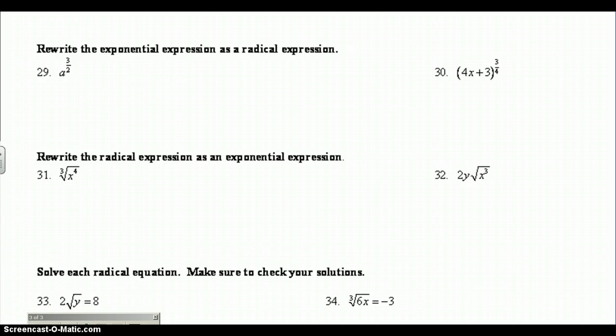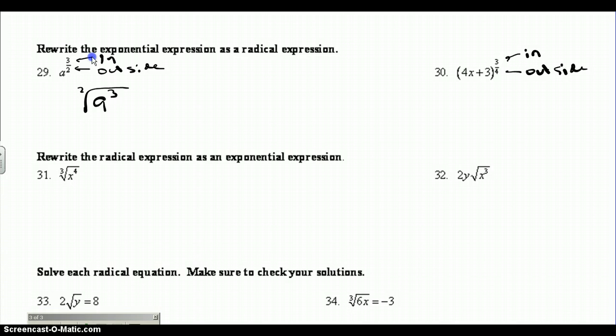So if you notice, we talked about in class how the top number is going to be the number on the inside and the bottom number is going to be the number on the outside. So what that's going to look like is we're going to have a cubed, so the 3's on the inside. And you can remember there's like an imaginary 2 there, so the square root of a cubed. Same thing for number 30. We have the numerator, or the top numbers on the inside, and the bottom numbers on the outside.